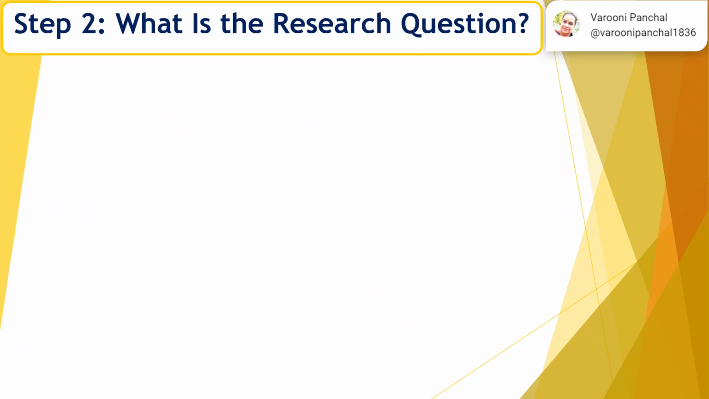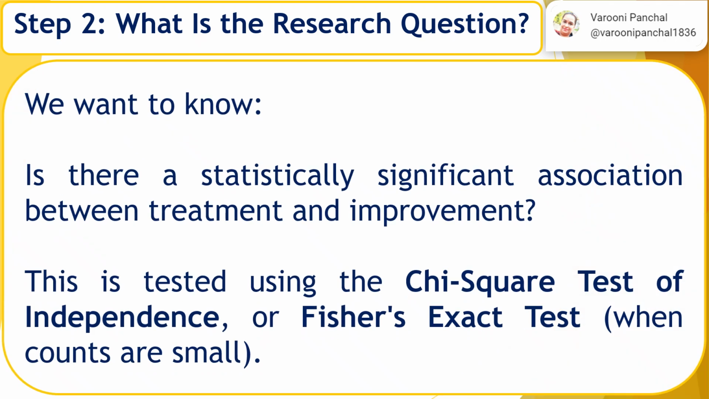Step 2, what is the research question? We want to know whether there is a statistically significant association between the treatment and improvement. Now this is tested using the chi-square test of independence, or the Fisher's exact test whenever the counts are small.